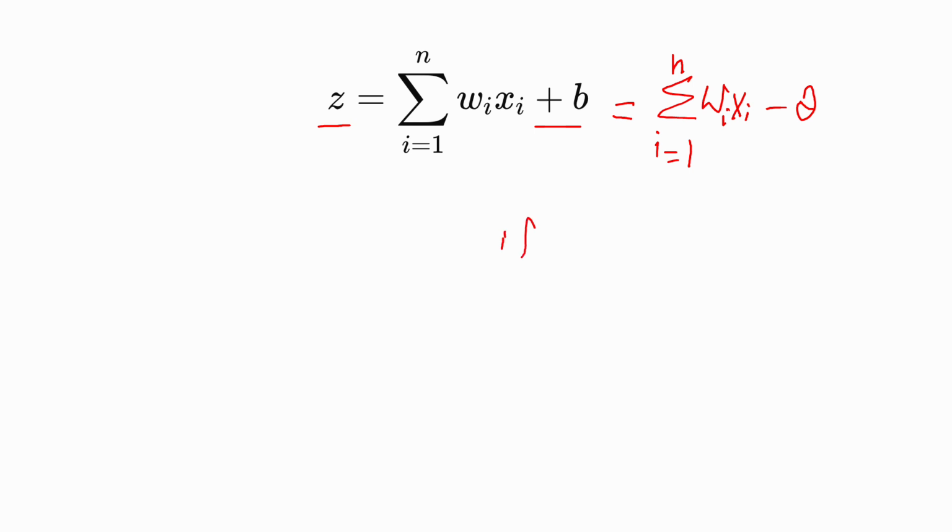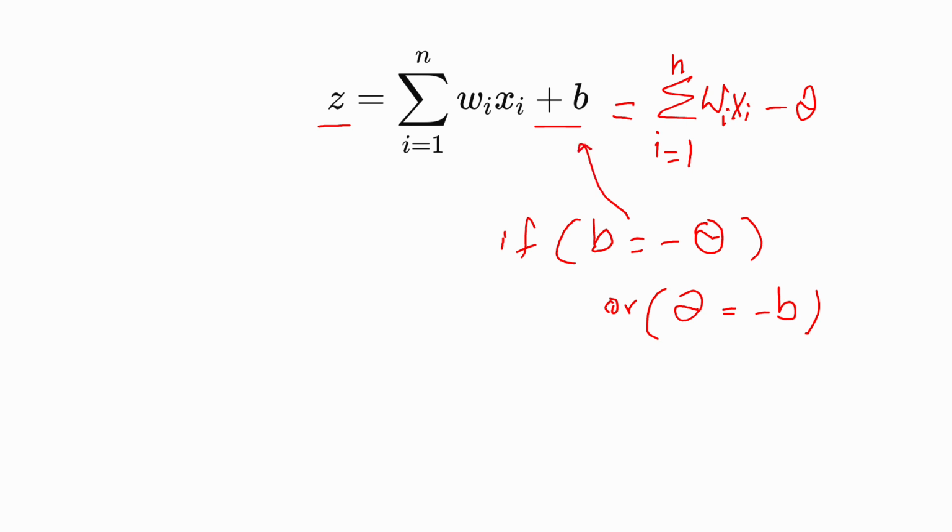If, for example, we say b is equal to minus theta, or you can say theta is equal to minus b, so this is assumed to be the case here. Then we can simply replace minus theta with b here. So using this we can replace theta with minus b.